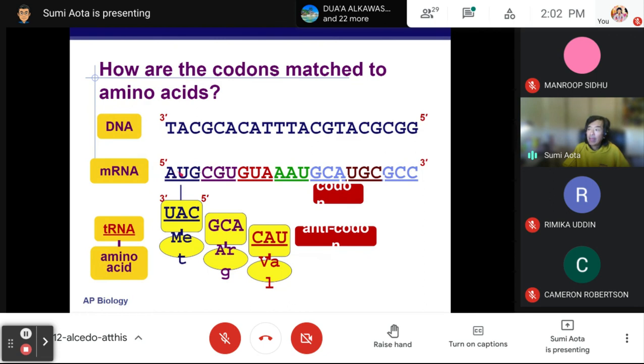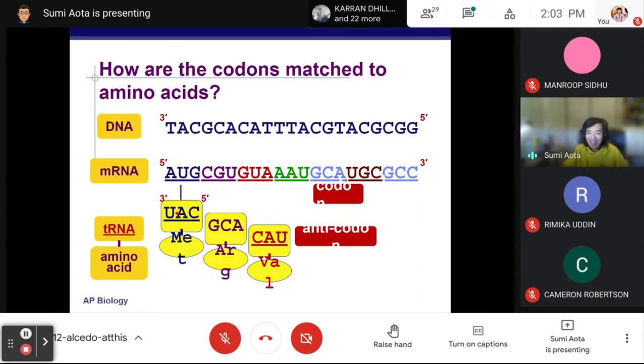The mRNA has 3-letter codons. On the transfer RNAs, the transfer RNAs will also have a 3-letter code on them, but it is the complement to the mRNA. So if the mRNA says AUG, the transfer RNA has to say its opposite, UAC.